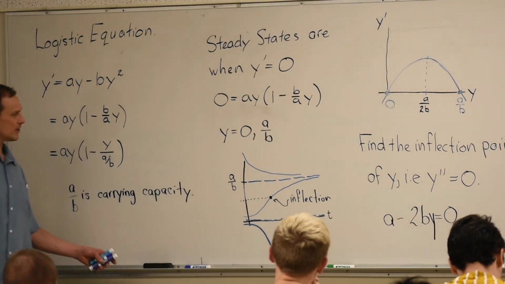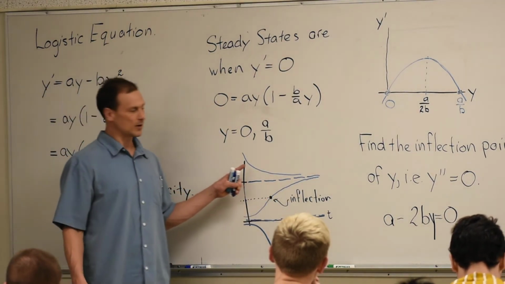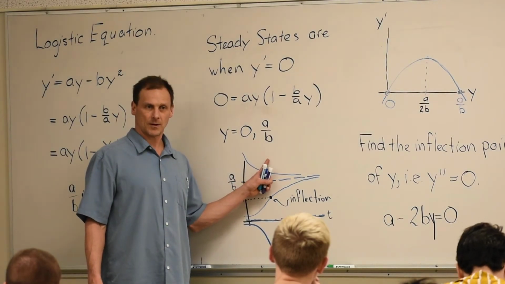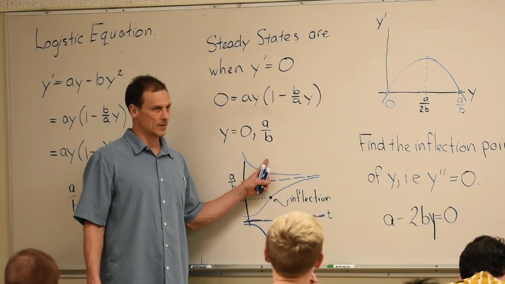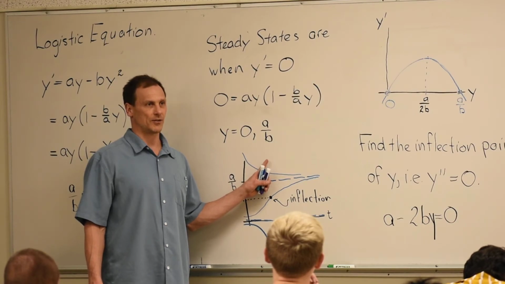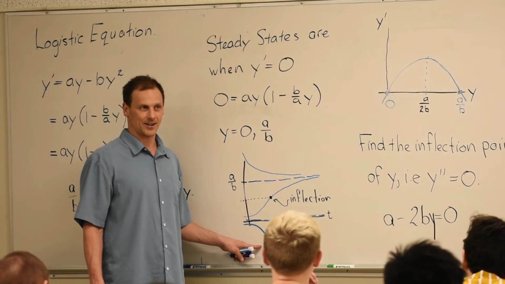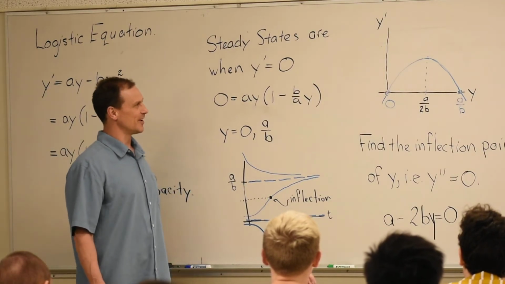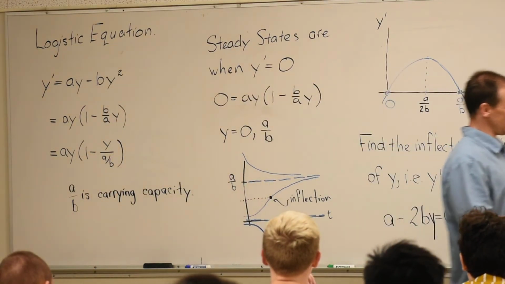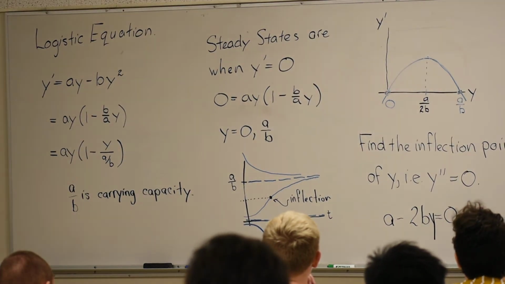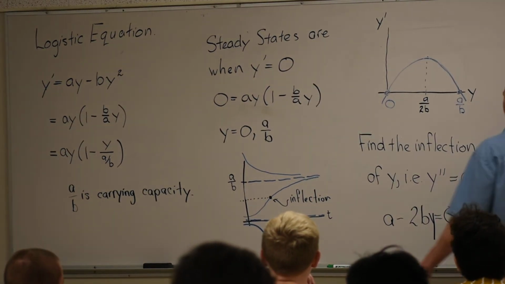Wait a minute. Why aren't there other inflection points? How come there's none up here? It's always concave up. There's never an inflection point. Right. How come there's none down here? It's always concave down. That's right. Okay, I think we've done enough of that. Let's solve this problem.